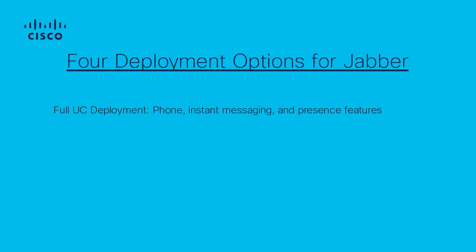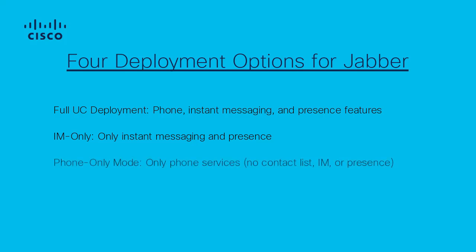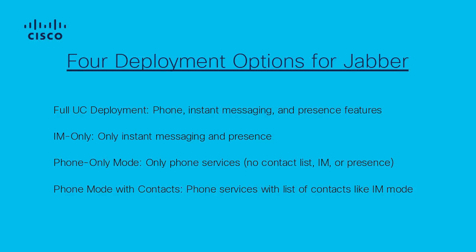Full UC deployment, where Jabber can use phone, instant messaging, and presence features. IM only, where Jabber does not have phone services, but only instant messaging and presence. Phone-only mode, where Jabber only has the phone services, no contact list, instant messaging, or presence. And phone mode with contacts, where Jabber still only has phone services, but retains the list of contacts like instant messaging mode. For this video, I will configure Jabber in full UC deployment.